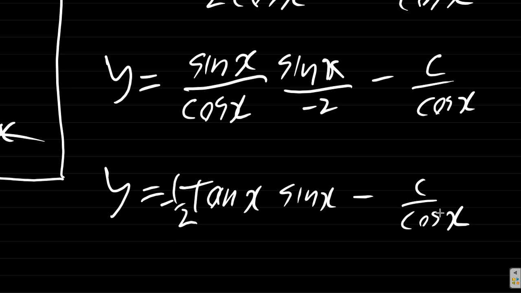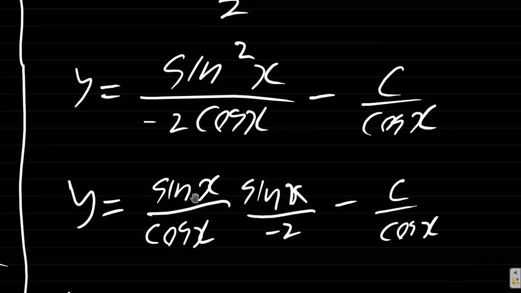So that's one way to put it. Well, another way, because you could very well leave it as negative half sine squared x over cos x minus c over cos x. But anyway, you get the idea. But let's say this was a question requiring a lot of work, right?